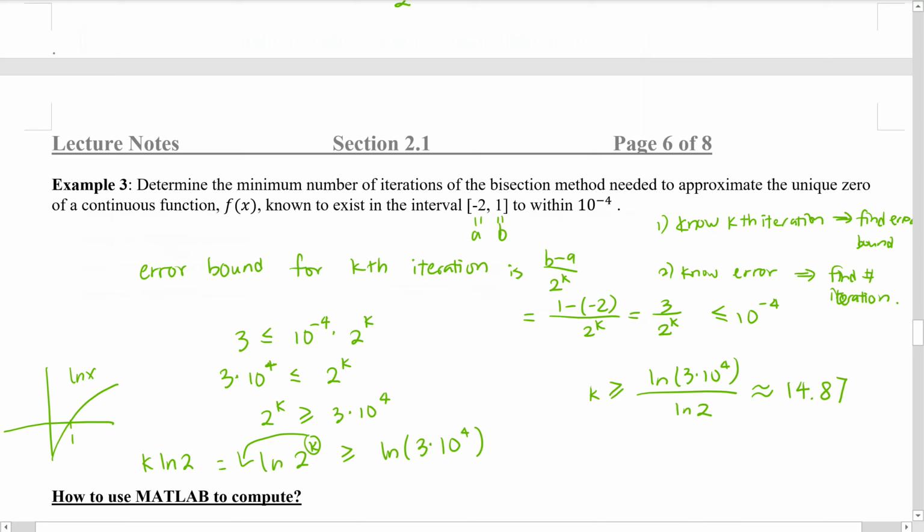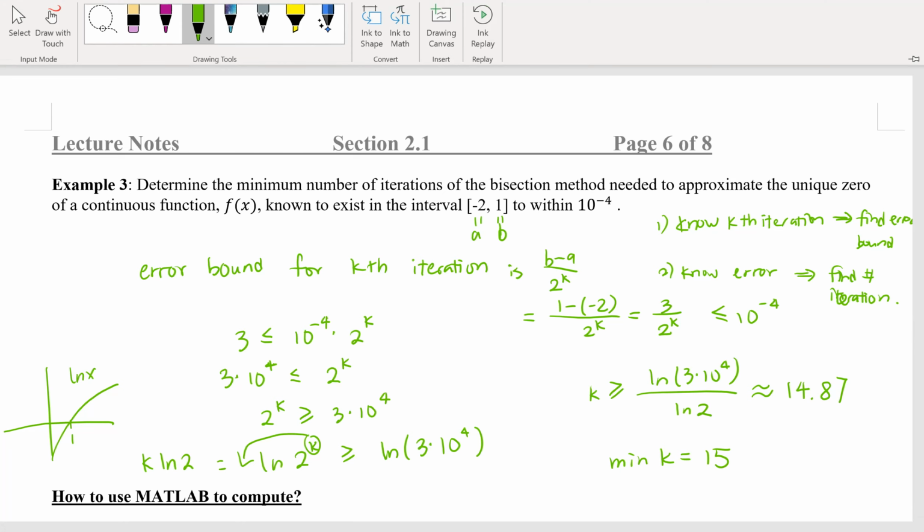Remember, k is the number of iterations, so it must be a whole number. And it must be a whole number that is greater than or equal to 14.87. So the minimum k is, we pick 15.